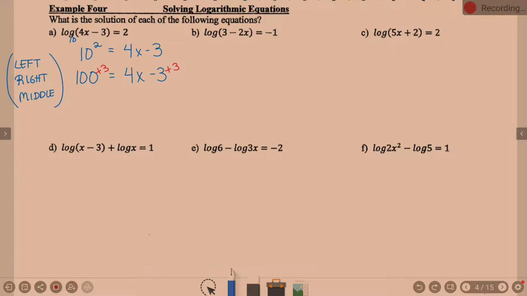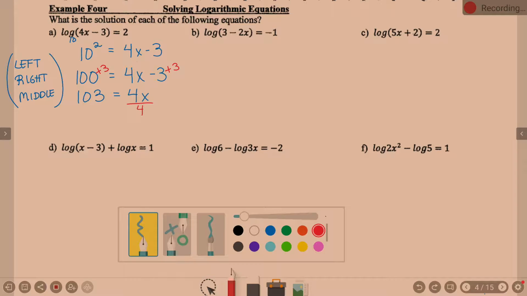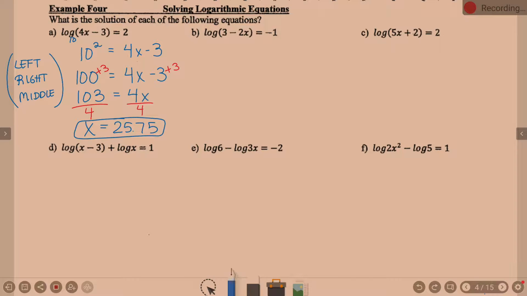What is 100 plus 3? 103 equals 4x. How do I solve for x? Divide by 4. And 103 divided by 4? 25.75. The solving itself is not that hard, is it? It's getting to it.